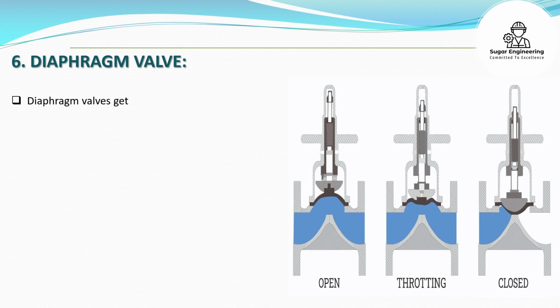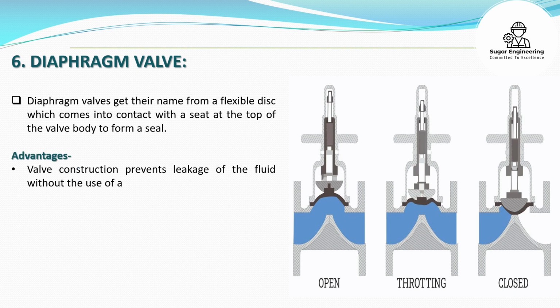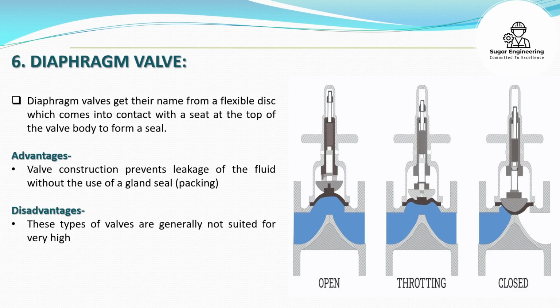Six, diaphragm valve. Diaphragm valves get their name from a flexible disc which comes into contact with a seat at the top of the valve body to form a seal. Advantages. Valve construction prevents leakage of the fluid without the use of a gland seal, packing. Disadvantages. These types of valves are generally not suited for very high temperature fluids and are mainly used on liquid systems.